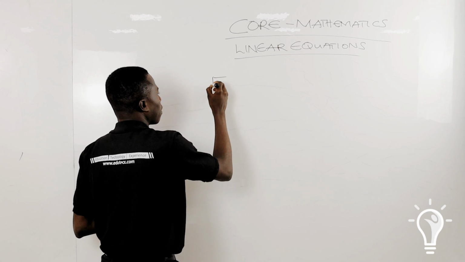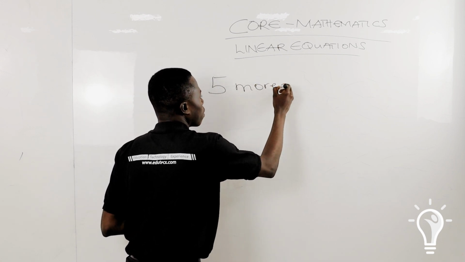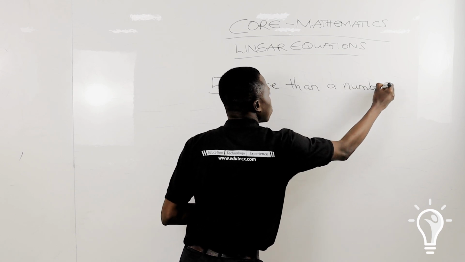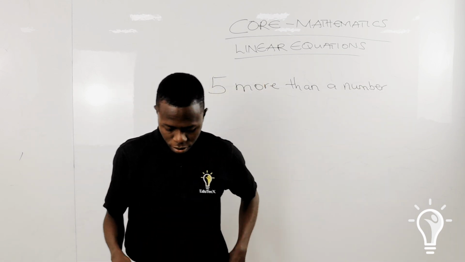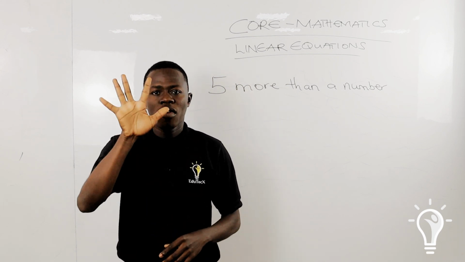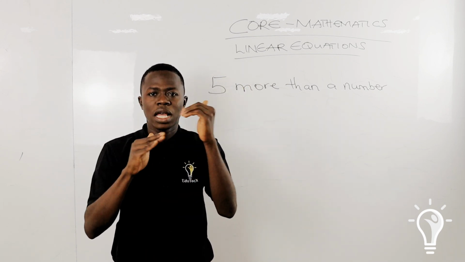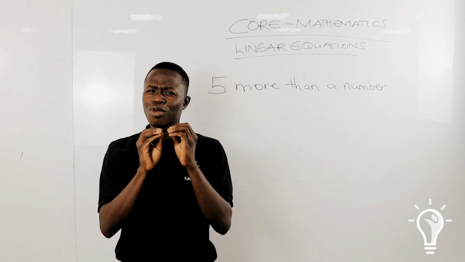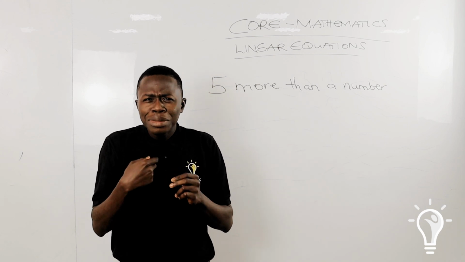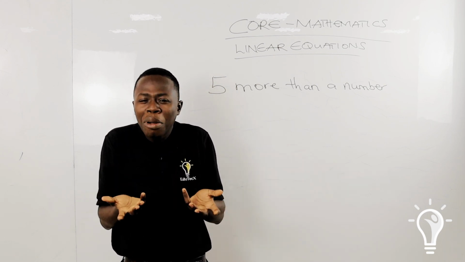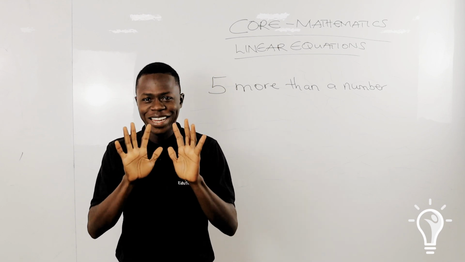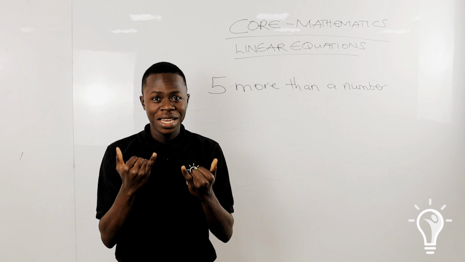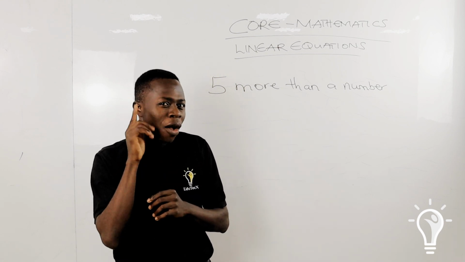So let's take a look at one example on the board. Now, 5 more than a number, that's the example we have on the board. And you ask yourself, 5 more than a number, how do I work something like this? I know you've been asking yourself that. So just relax. I'm here to guide you.